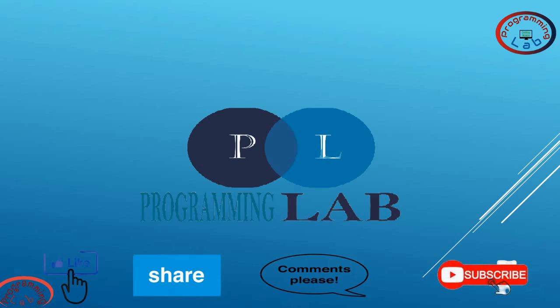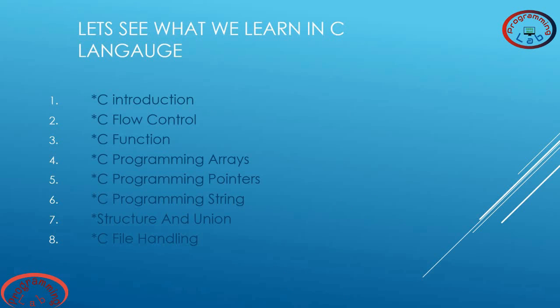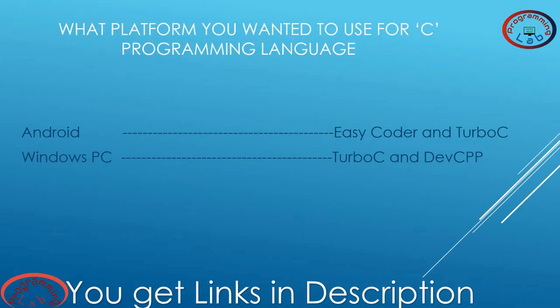Today we are starting the lectures on C programming language. Let's see what we learn in C language. 1. C introduction. 2. C flow control. 3. C function. 4. C programming arrays. 5. C programming pointers. 6. C programming string. 7. Structure and union. 8. C file handling. Before starting this, we wanted to see which is user-friendly platform we use for this language.